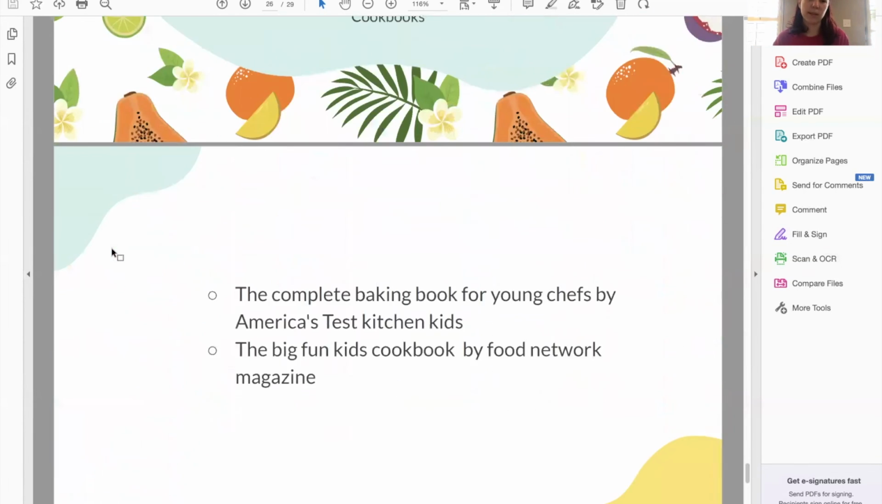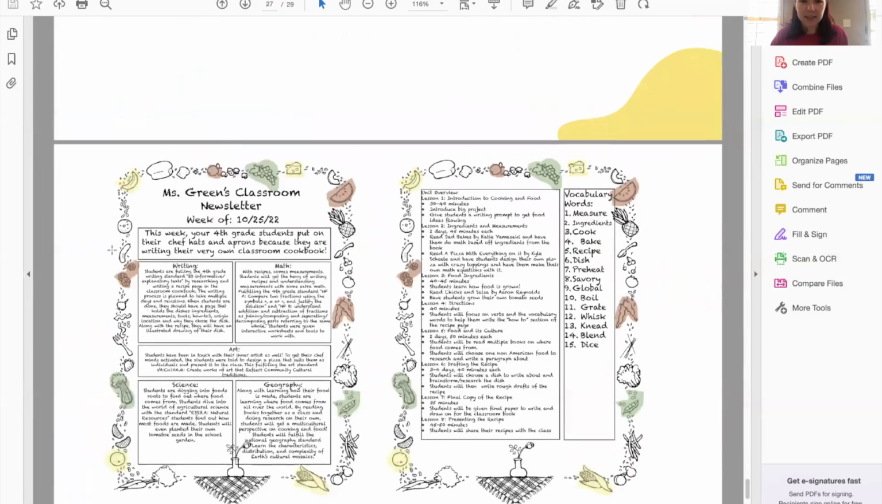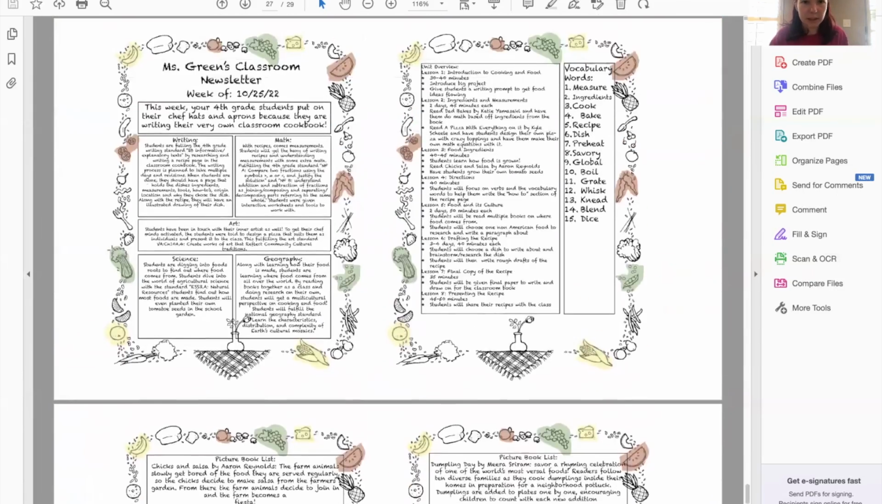And then we have my cookbook list, which is The Complete Baking Book for Young Chefs by America's Test Kitchen Kids, and The Big Fun Kids Cookbook by Food Network Magazine. That's hard to say. I decided to do a baking cookbook and then a cookbook just in case kids wanted to do dessert, that was an option. And yes, and then here are my newsletters.